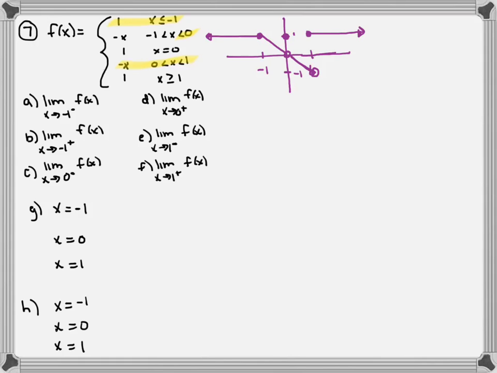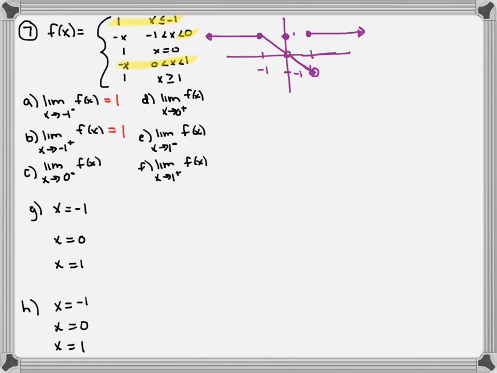The first one is the limit at negative 1 as I come from the left. So here's negative 1. As I come from the left to negative 1, my limit is going to be 1. Same thing if I come to negative 1 from the right, it's also 1.